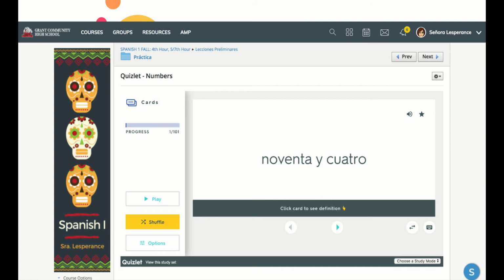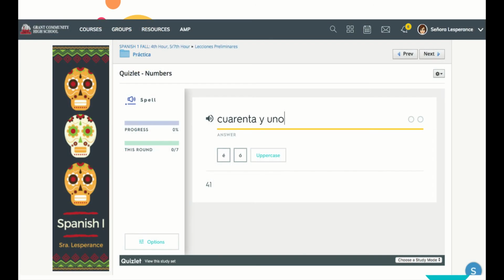So they would see the digit 94. They would write out the words for 94. And then we usually think pair share, so share amongst your group. And then you could hold it up, walk around groups, see where students are at. They also can do this as an exit ticket.